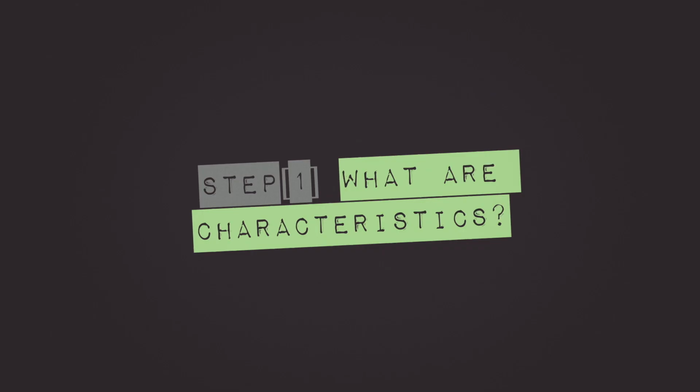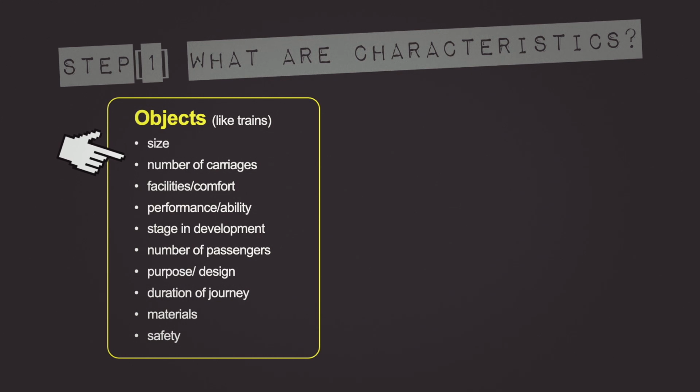Absolutely, coming right up. The AQA mark scheme says that for this question, the characteristics of an object, like transport, could be size, number of carriages, facilities, comfort, performance ability, stage in development, number of passengers, purpose and design, duration of journey, materials, and safety. It could be different for other objects and other questions. You have to use your judgment as to what characteristics you could pick.